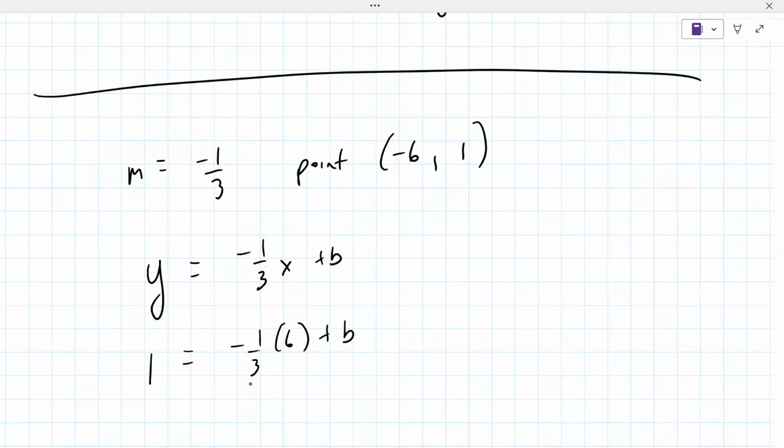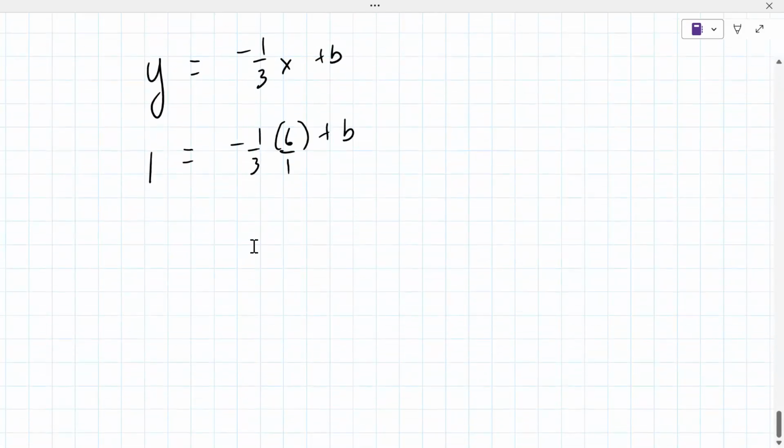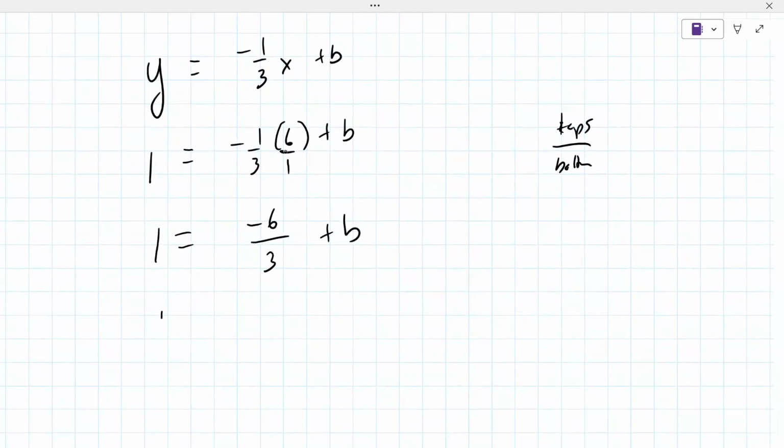Okay, so you just write it as negative 6 over 1, right? Agreed. What else? Then do you flip the reciprocal? No, you multiply the tops and multiply the bottoms. So negative 6 over 3, negative 2. So 1 equals negative 2 plus b.